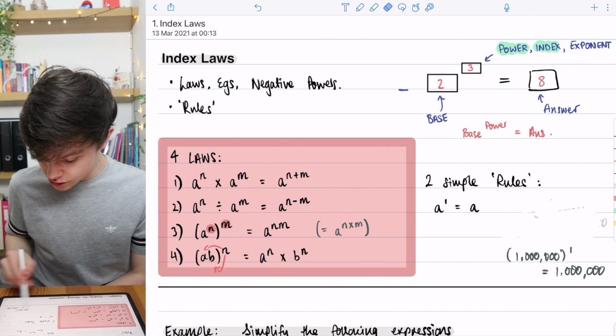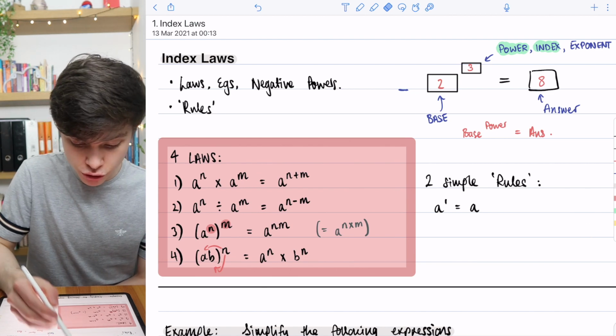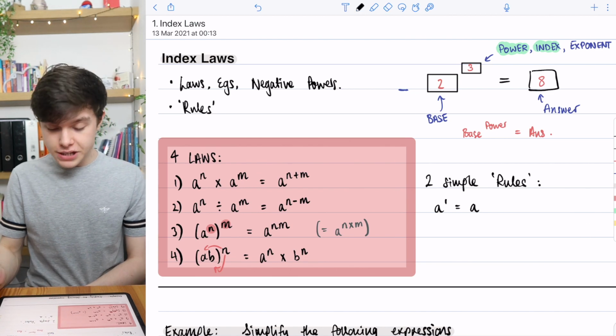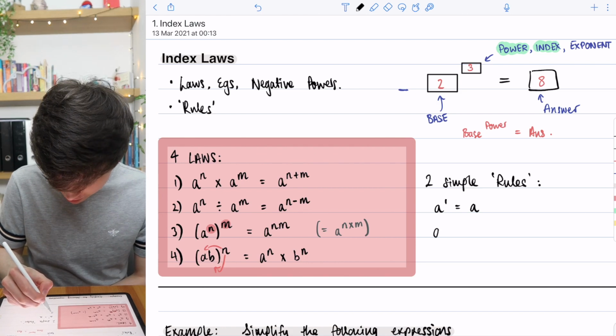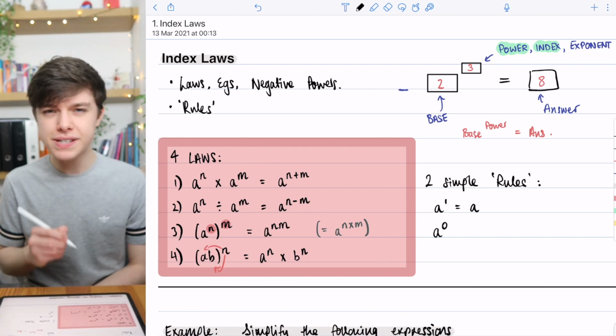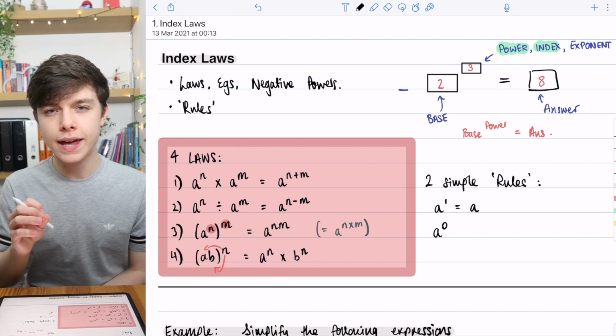Let's have a look at another rule, or I class it as a rule anyway. What you will need to know is that if I raise a to the power 0, what does that give me?